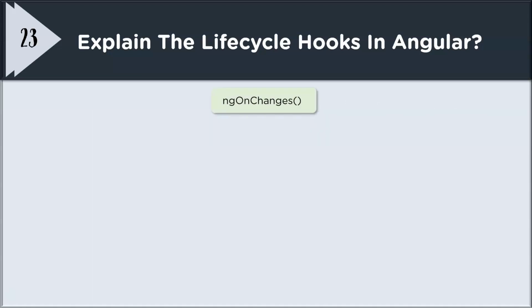First up is ngOnChanges. Now this responds when Angular sets or resets data-bound input properties. ngOnInit is a hook that initializes the directive or a component after Angular first displays the data-bound properties and sets the component's input properties. ngDoCheck detects and acts upon the changes that Angular can't or won't detect on its own.